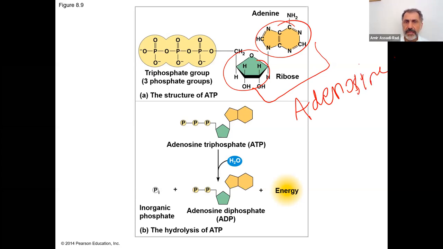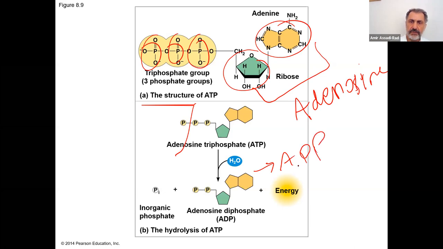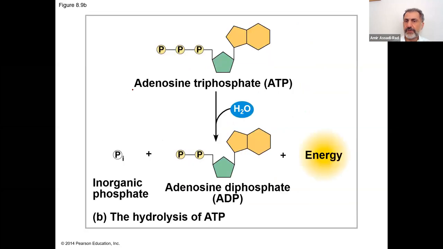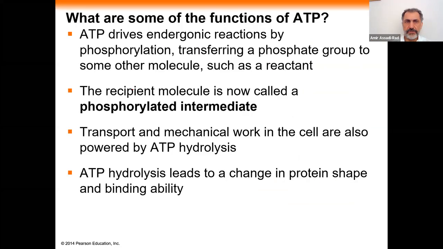Okay, adenosine. And then three phosphates, 1, 2, 3. And I talked about it, when you strip off one of these phosphates, it becomes ADP. This is ADP now. It has two phosphates. As a result of this breakage, you get some energy, okay? Right here is ATP, right here it breaks down and releases some energy.